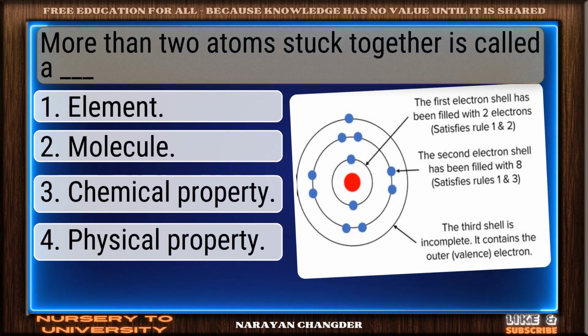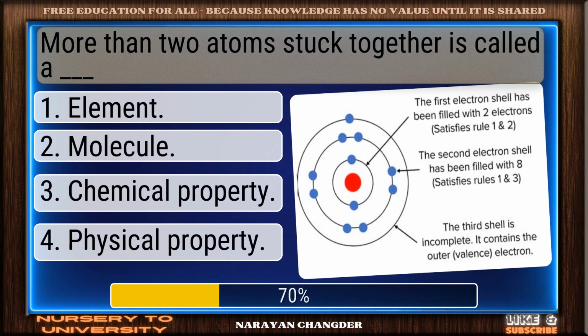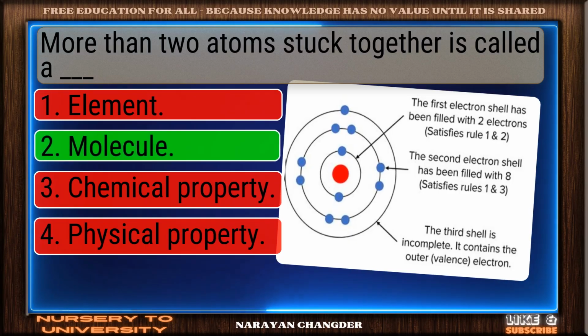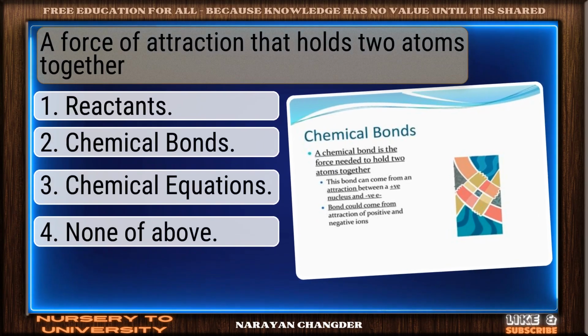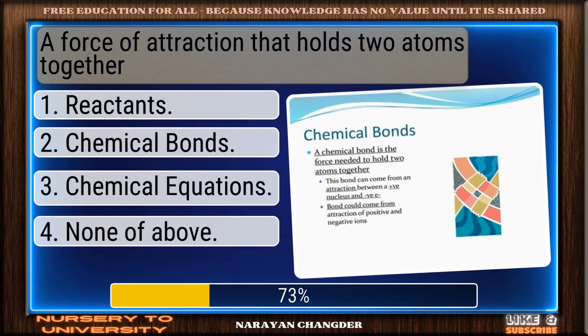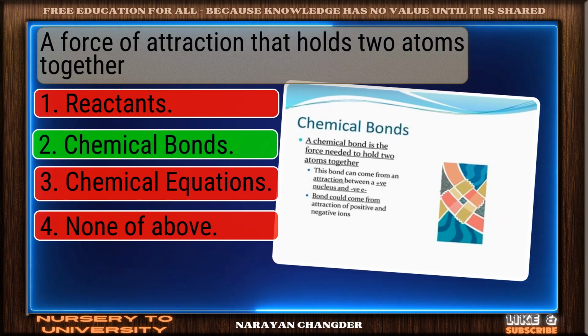More than 2 atoms stuck together is called a dash. Nice work. You chose molecule and it is correct. A force of attraction that holds 2 atoms together. Perfect. Chemical bonds is the correct choice.